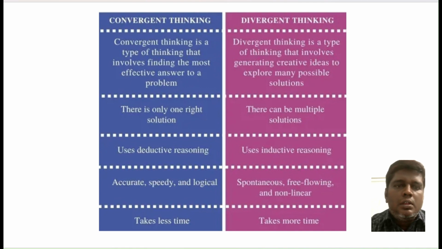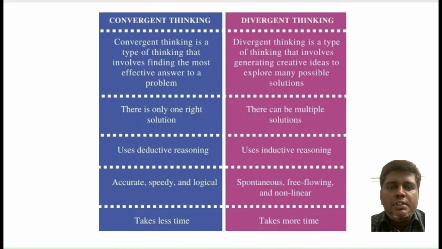So at last, this is the simple difference between convergent and divergent thinking. As said earlier, in divergent thinking we explore many possible solutions, whereas in convergent thinking we find the most effective answer to a problem. In divergent thinking there are multiple solutions, whereas in convergent thinking there is only one right solution. In divergent thinking, you use inductive reasoning; here, you use deductive reasoning.